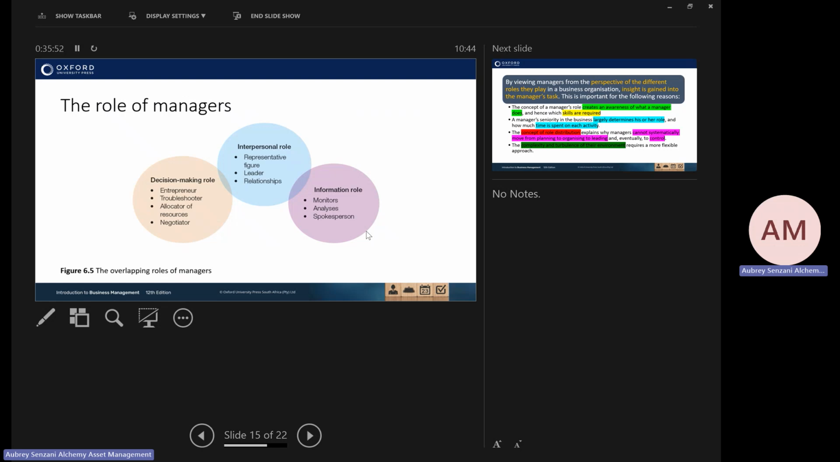And then here now, they're just talking about the interpersonal role, okay? They're talking about the decision-making role, and then obviously the informational role. These are the roles of managers, and these are the things that they are doing with respect to those roles.